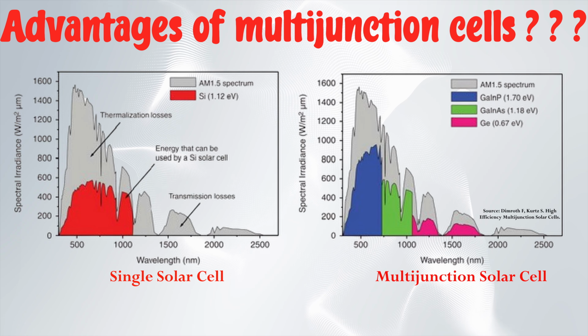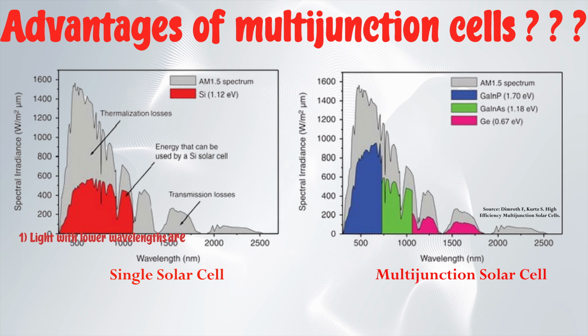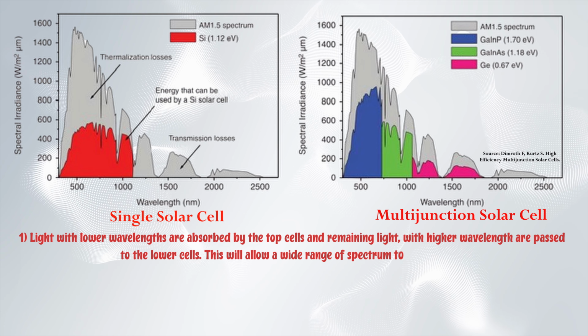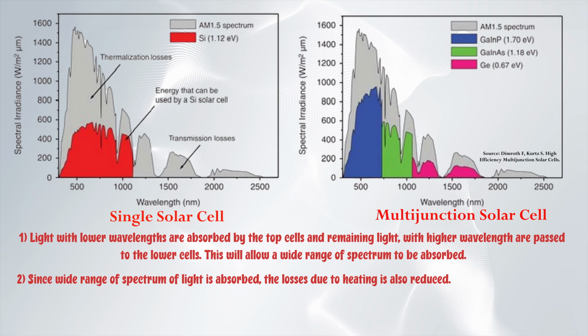By this method, 1. Light with lower wavelengths is absorbed by the top cells and the remaining light with higher wavelengths is passed to the lower cells. This will allow a wide range of spectrum to be absorbed. 2. Since a wide range of the spectrum of light is absorbed, the losses due to heating are also reduced.